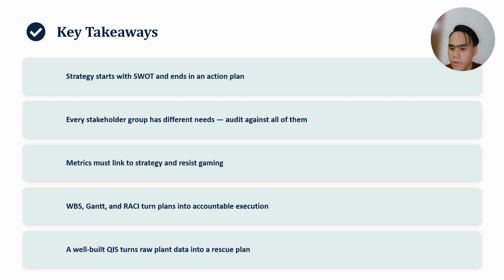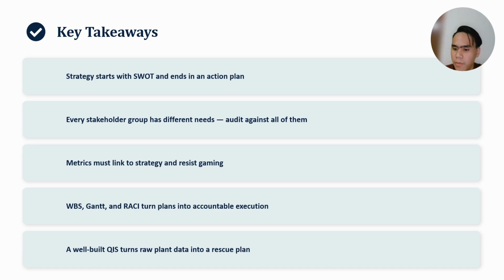Fourth, the WBS, the Gantt chart, and the RACI matrices are what actually turn a plan into accountable execution. Without them, you have a strategy document, and with them, you have specific people doing a specific task on a specific timeline with clear ownership when something goes wrong.